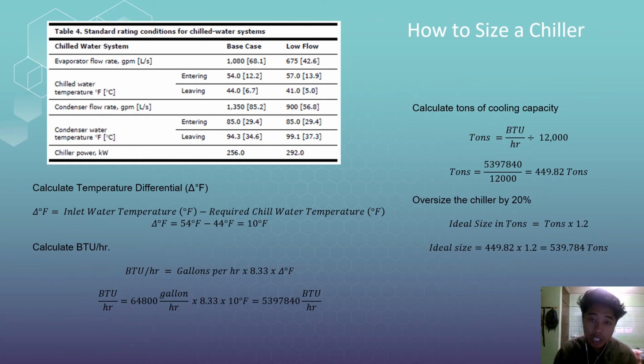Next is to calculate the tons of cooling capacity. The formula is BTU per hour divided by 12,000. The answer will be 449.82 tons. Lastly, in order to get an accurate result, we need to oversize the chiller by 20%. So the ideal size will be 539.78 tons.